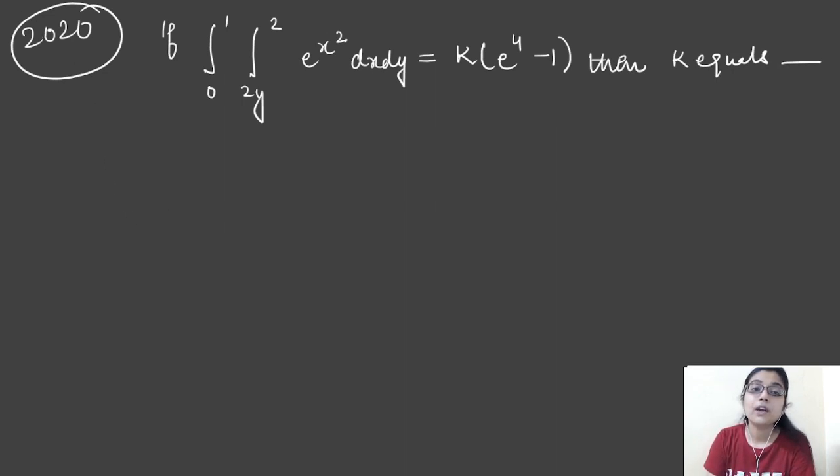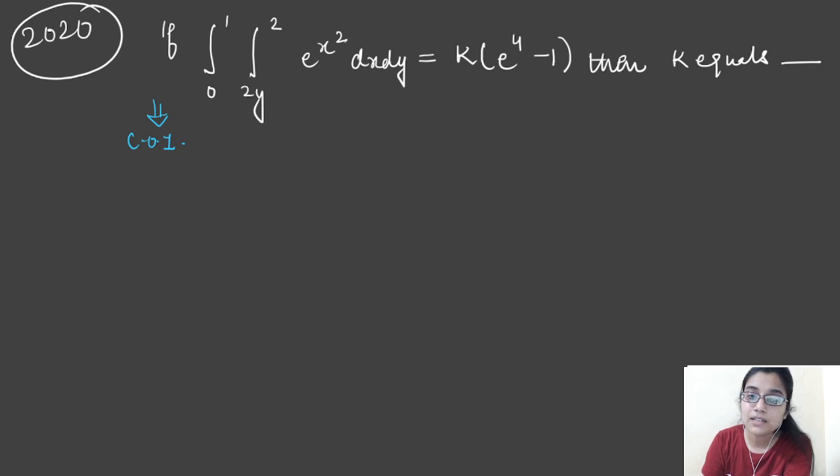Now you just read the question once. They said that the value of this integral is equal to k times e raised to the power 4 minus 1, and you need to find out the value of k. So obviously you have to solve this integral, and looking at this integral you can very clearly get to know that you have to integrate initially with respect to x, but I do not know how to integrate e raised to the power x square. It simply means that this question is from change of order of integration.